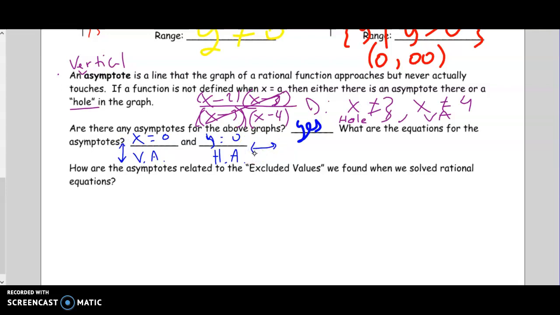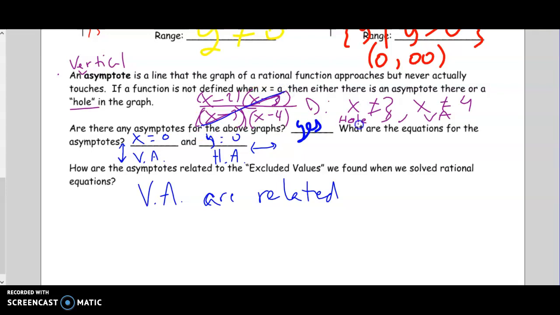How are the asymptotes related to the excluded values we found when we solved the rational equations? Well, your vertical asymptotes will be related to them. So those are related. It'll be the value where the line is, unless again it's a hole in the graph because the factor cancels it out.